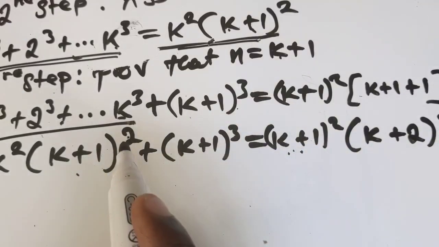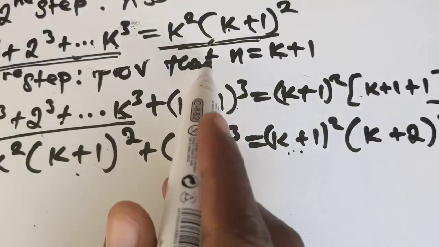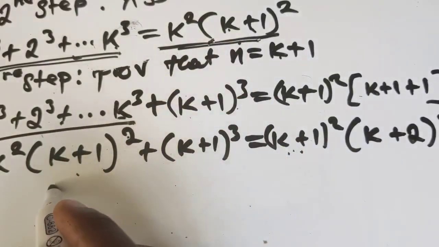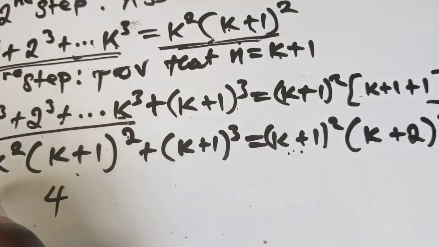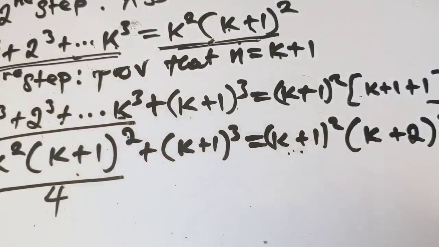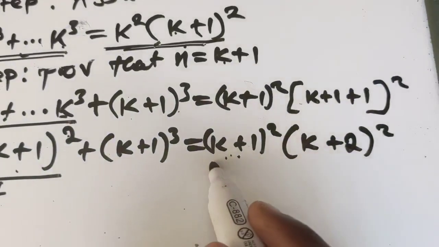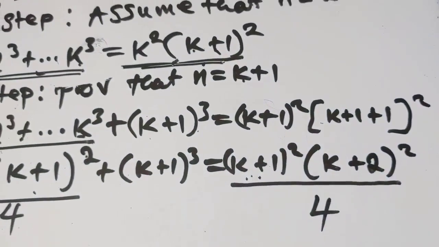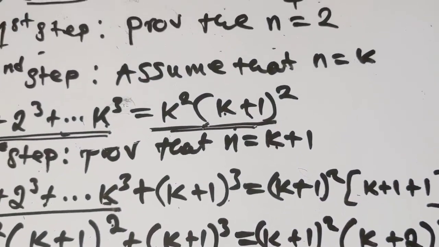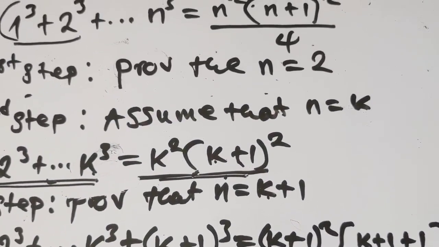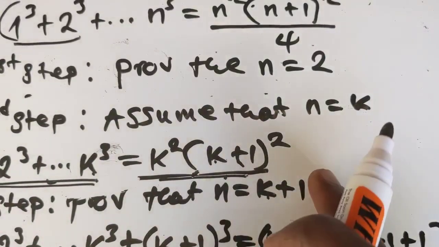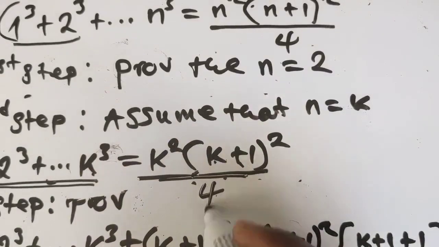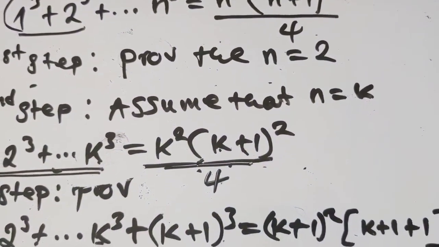Actually, I should say this part was supposed to be over 4, like this. I'm so sorry on this one. Even this whole part is supposed to be over 4 like that, if you look at it the way it is here. So this was supposed to be over 4. Okay?